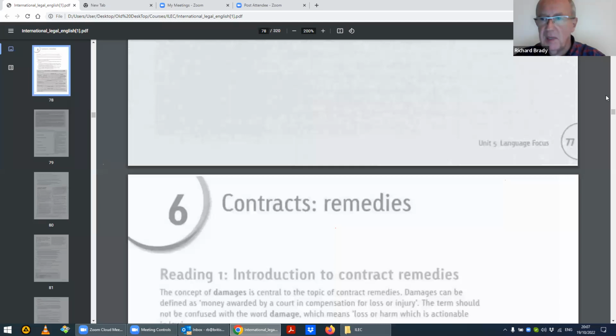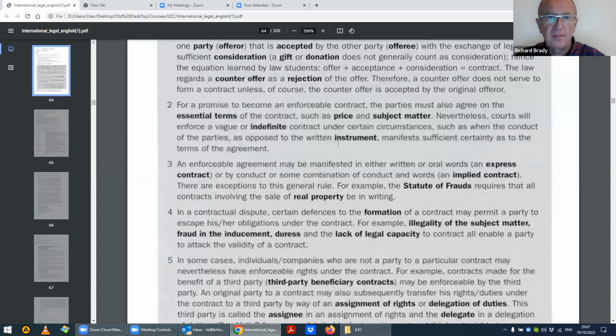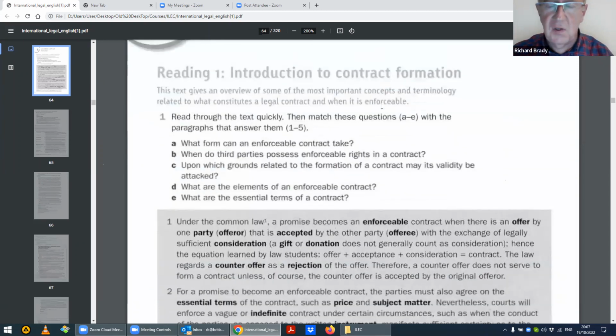Contract remedies and contract law is, here we are. Contract formation, good. We're going to start looking at the law of contracts and the words relating to contracts. I'm going to be sending you the text. I'm going to send you the link to this book so you've all got it, so you can all refer to it, and I can ask you to complete exercises from the book. Now, very usefully for me, the answers to the exercises are at the back of the book, so you can check your own work later.